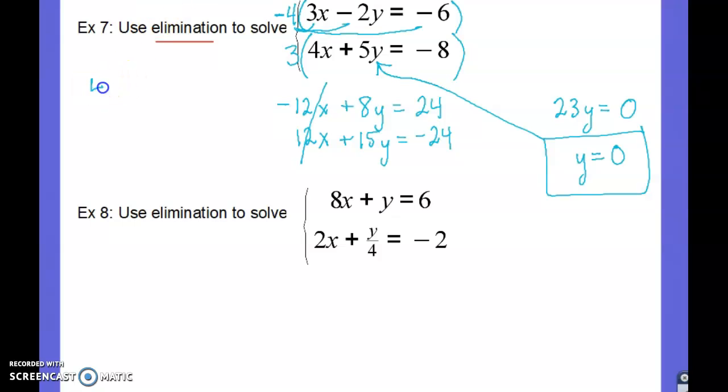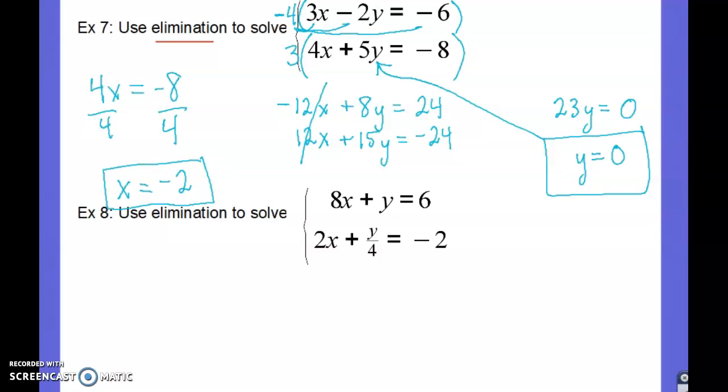I'm usually good about color coding it. And what I like about this is 5 times 0 is still 0. Adding 0 is like doing nothing. Is equal to negative 8. So as I divide 4 over, my answer for x will be negative 2.